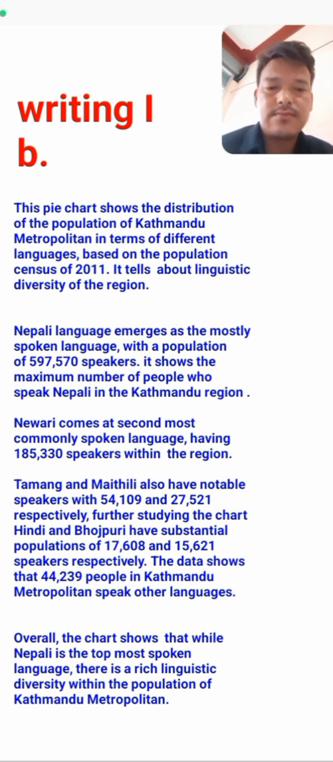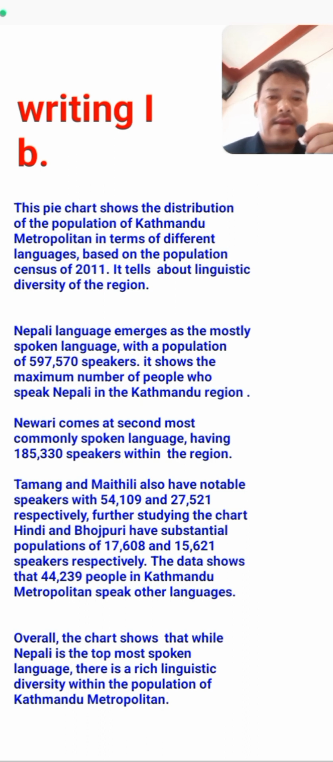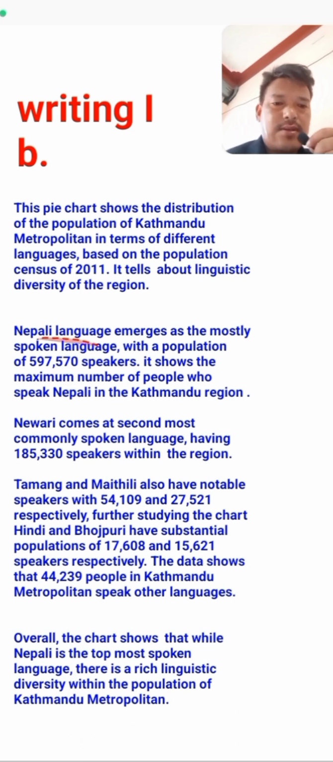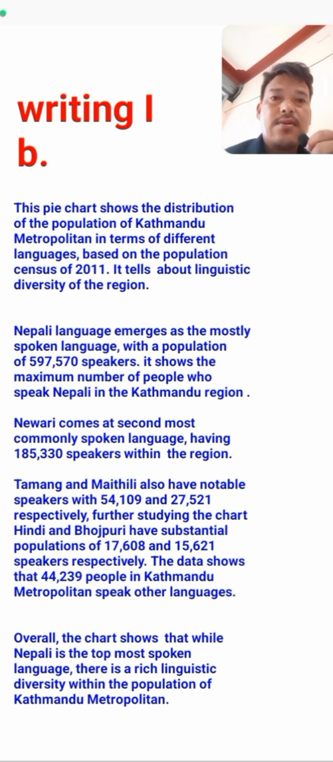So students, this is a pie chart. I already told you that it shows the distribution of population of Kathmandu metropolitan in different languages, based on the population census of 2011. This chart tells us about the linguistic diversity of the region. Nepali is completely dominating other languages here, and it emerges as the most widely spoken language in the city, with 5,97,570 people who speak the Nepali language in the region.